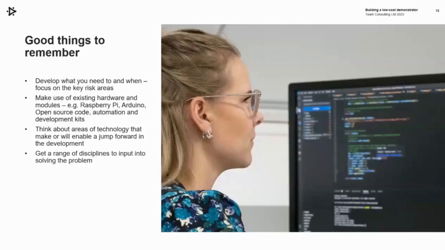I'll summarise with some good things to think about when considering how a demonstrator might help you in your development. And I think really you have to focus on the key risk areas. There's little point in spending time and efforts working on things that exist or have already been proven. That's where things like off-the-shelf modules really come in. Development kits, in our case a Raspberry Pi, really helped move the development on without having to develop a lot of new things.